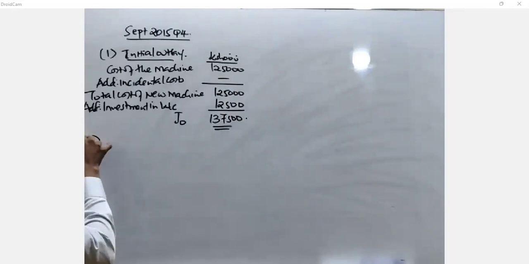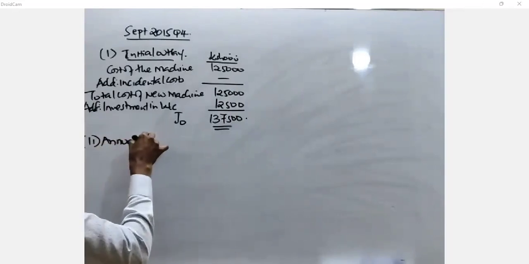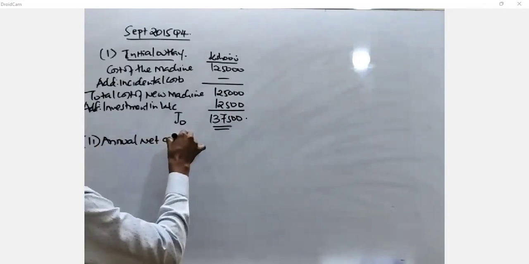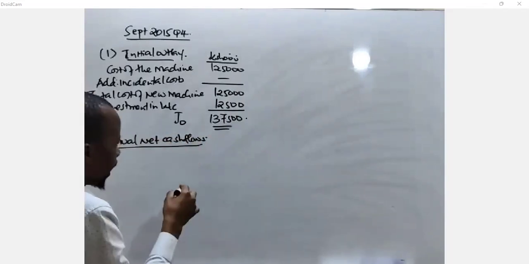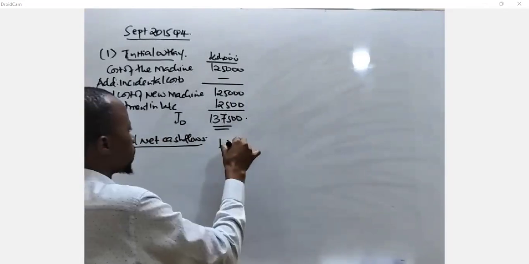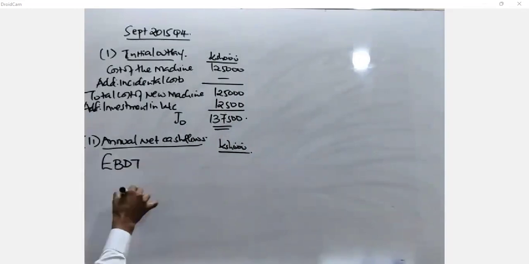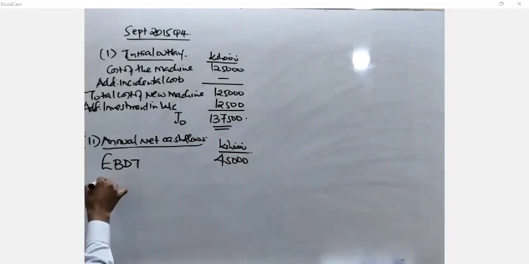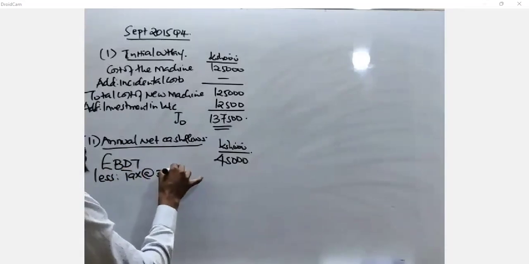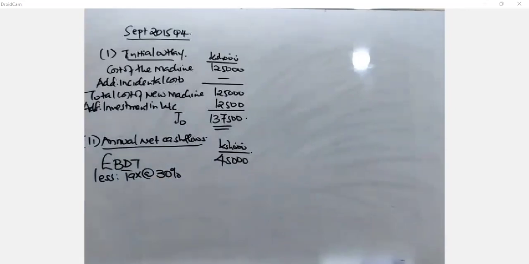Number 2, we are talking about the annual net cash flows. We are looking at the annuity aspects because that is the part of the question they are talking about. So we are being told they are going to be saving 25 million in a year. Not 25 rather, but 45 million. So the earnings before depreciation and taxes is 45,000. You less your taxes. The tax is at the rate of 30%. So 30% of this is how much? The 30% of it is 13,500.